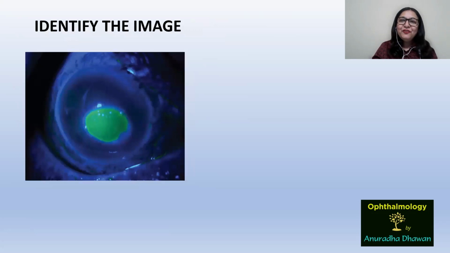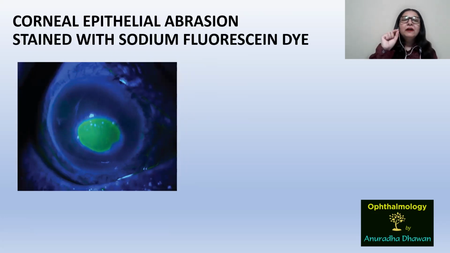Going ahead, identify the image. Now, in this image, what are we noticing? We are noticing that again, this image is being seen under the cobalt blue filter light. You can see in the central part, there is a green stain which is visible. So this is the image of corneal epithelial abrasion.